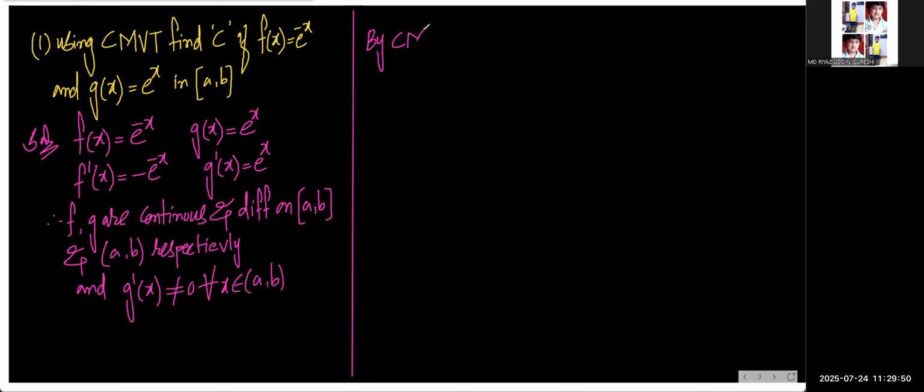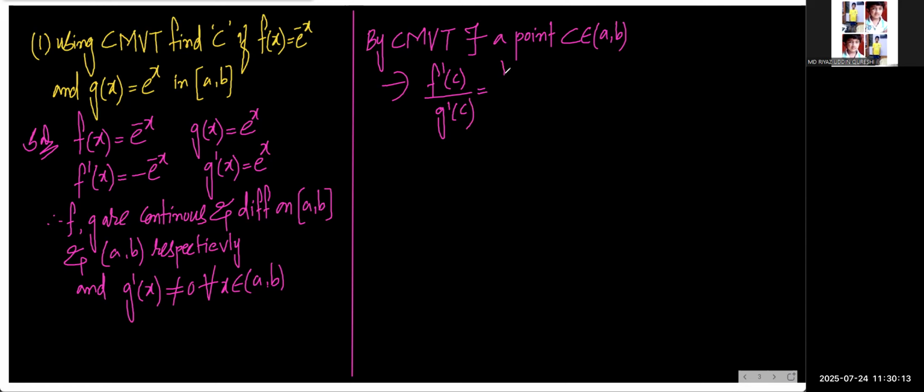By Cauchy's mean value theorem, there exists a point c which must belong to (a, b) such that, what's the formula? What we said just now, f dash of c by g dash of c is equal to f of b minus f of a by g of b minus g of a. Just put in the values.